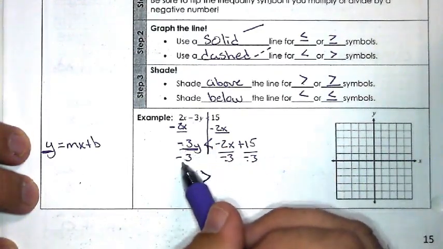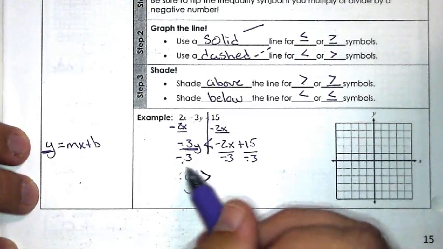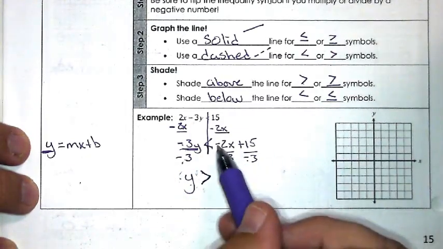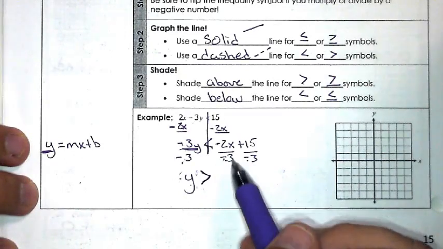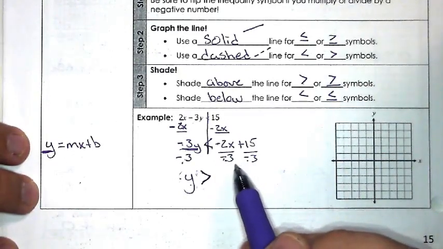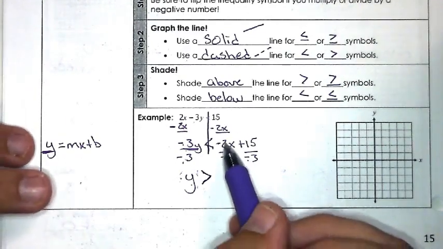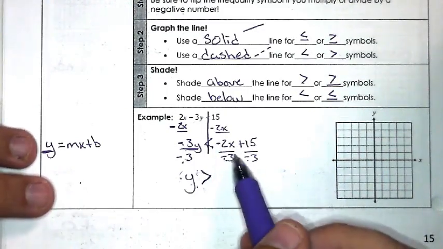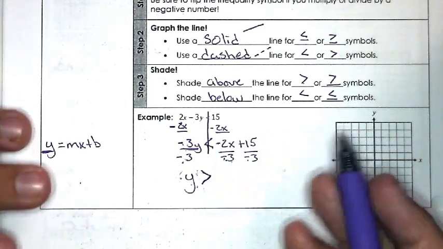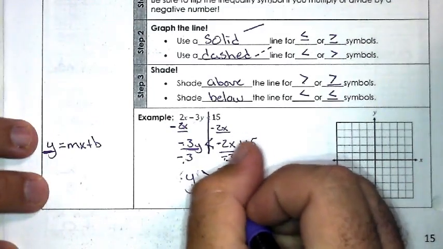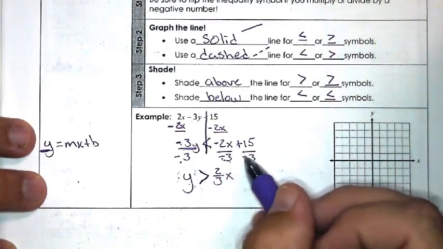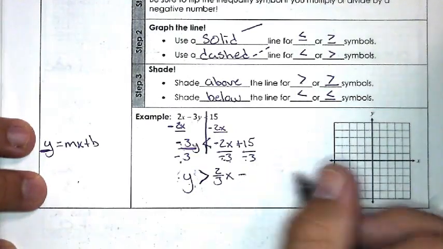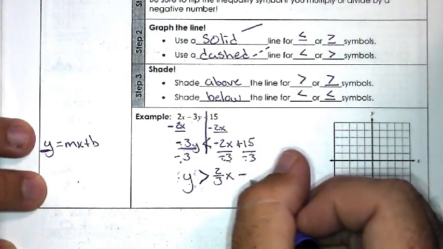Negative 3 divided by negative 3 equals 1, which is what we want, just 1y. Negative divided by a negative is a positive. 2 divided by 3, is that going to give you a whole number? No, so leave it as a fraction. 2 over 3. Is 2 over 3 in simplest form? Yeah, it can't be reduced anymore. So I have 2 over 3x. Then positive divided by a negative is a negative. 15 divided by 3 is 5.